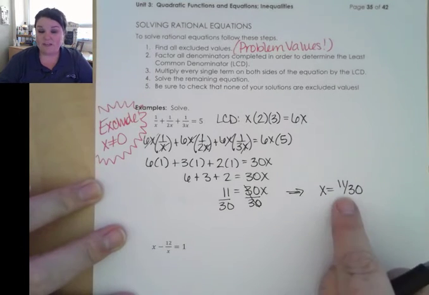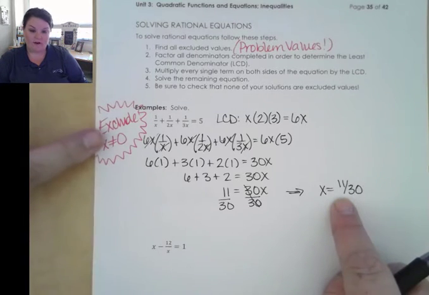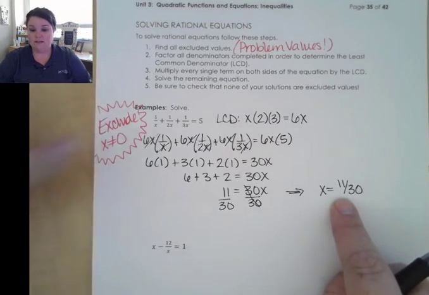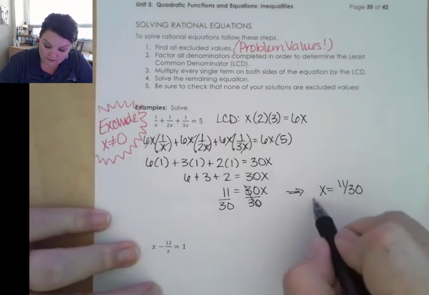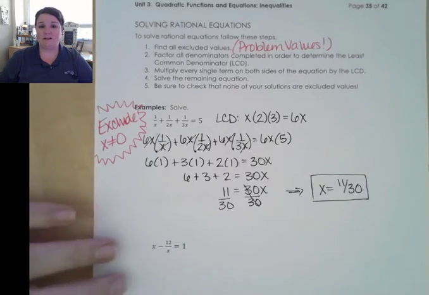Okay, and then I just want to make sure that this is not a problem value. So once I have my answer, I look back over here at the numbers I excluded, and the only thing that I said x can't be is 0. So since I got something other than 0, then this is my solution. Okay, let's look at another one.